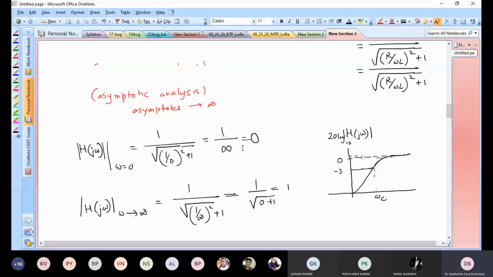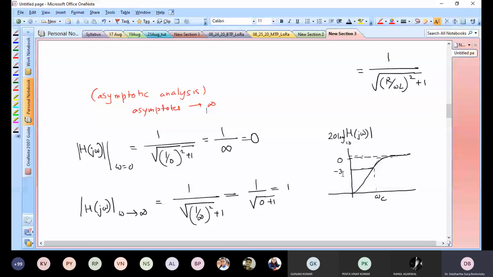So these are asymptotes, but what about the entire plot? If I try to plot the 20 log 10 of H of j omega against omega, then we will see a curve like this, the one shown here. If you have a very large frequency, then H of j omega in dB would be 0, because H of j omega is 1, so 20 log 10 of that is 0. So you start at 0 and you slowly decrease the frequency. As you come down in the frequency, you are basically getting smaller and smaller. That's basically the idea.